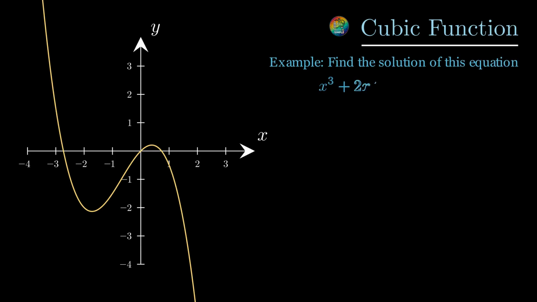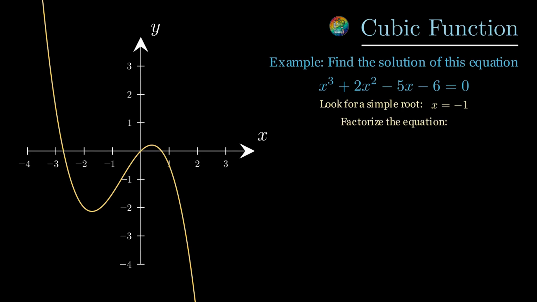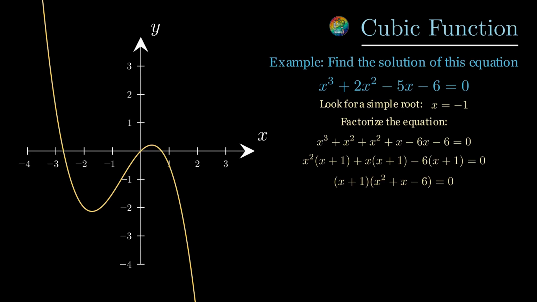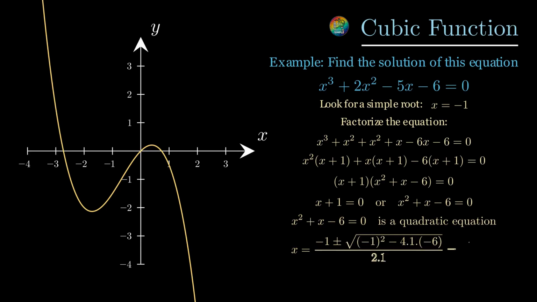Let's walk through an example of solving a cubic equation: x cubed plus 2x squared minus 5x minus 6 equals 0. To solve this, our first goal is to look for a simple root by testing small integers. We find that x equals -1 makes the equation true. Using this first root, we factorize the polynomial. This breaks our cubic equation down into a linear part, x plus 1, and a remaining quadratic equation, x squared plus x minus 6 equals 0.